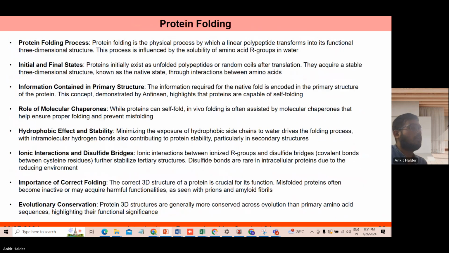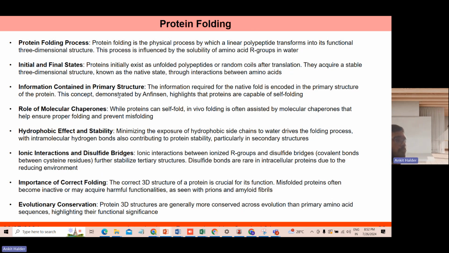So protein folding, if I talk about it briefly, is a process where a linear polypeptide transforms into its functional three-dimensional structure. I think all of you are aware of it. Initially the proteins exist as unfolded polypeptides or random coils after translation, and they acquire a stable three-dimensional structure known as the native state.